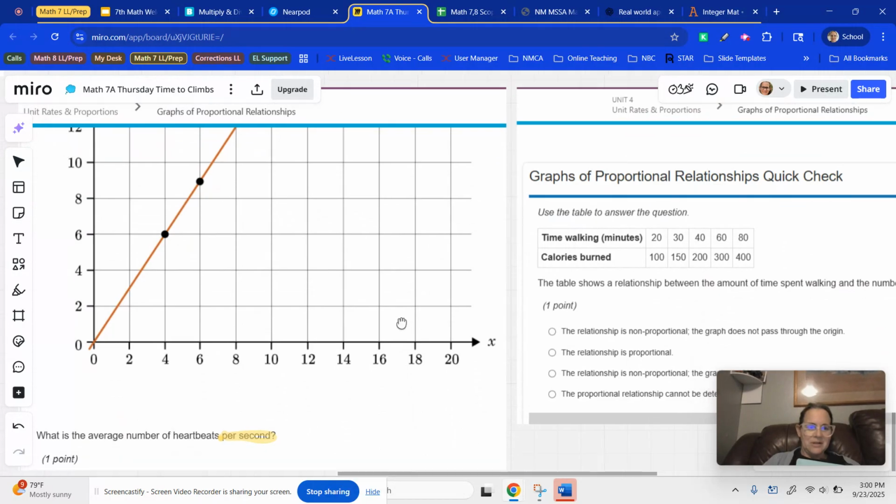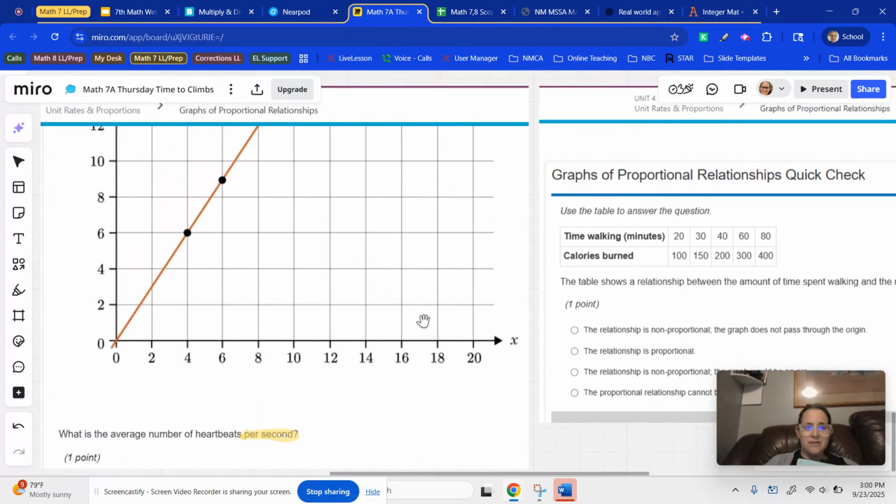Here we go. What is the average number of heartbeats per second? There are a few ways we can do this. We can definitely find 1 on the x-axis and then go up to the line. It's about there. The only problem is it's really hard to figure out how high up that is on the graph. These are the number of seconds, and then these are the heartbeats.